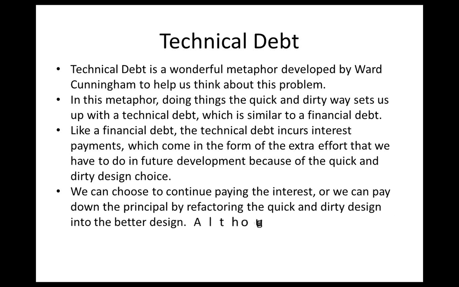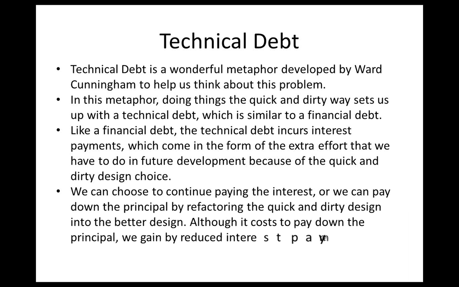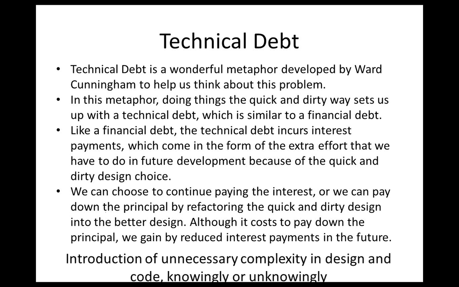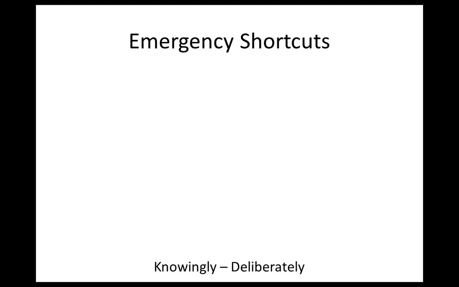So there are two things. Either we can continue paying the interest, or we can pay down the principal by refactoring the quick and dirty code or design into a better design. So in short, if we are adding any unnecessary complexity in the design and code, whether knowingly or unknowingly, we are adding debt. Knowingly, we do it deliberately, and in the case of emergency, shortcuts.